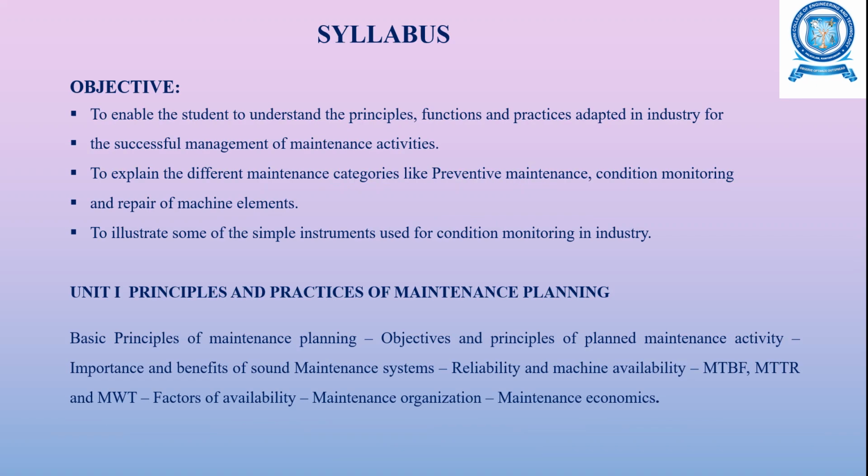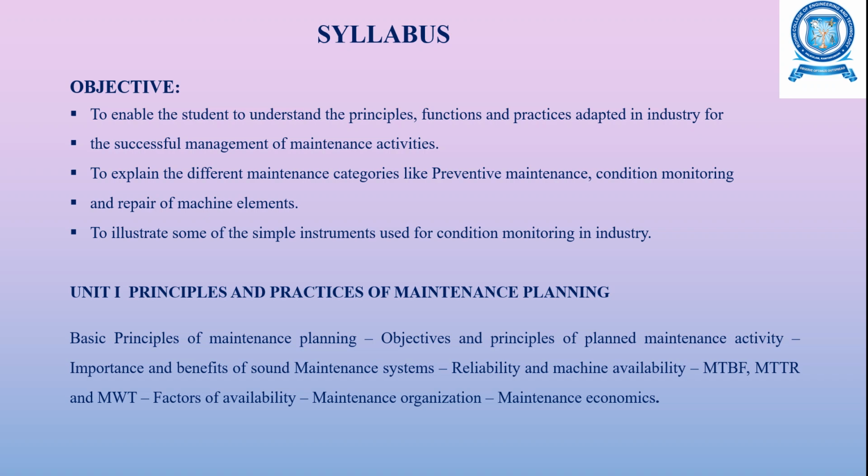So before going in depth into the topic, we'll just go through the syllabus. The main objective for studying this course is to enable the student to understand the principles, functions, and practices adopted in industry for the successful management of maintenance activities. The second objective is to explain the different maintenance categories like preventive maintenance, condition monitoring, and repair of machine elements, and to illustrate some of the simple instruments used for condition monitoring in industry.